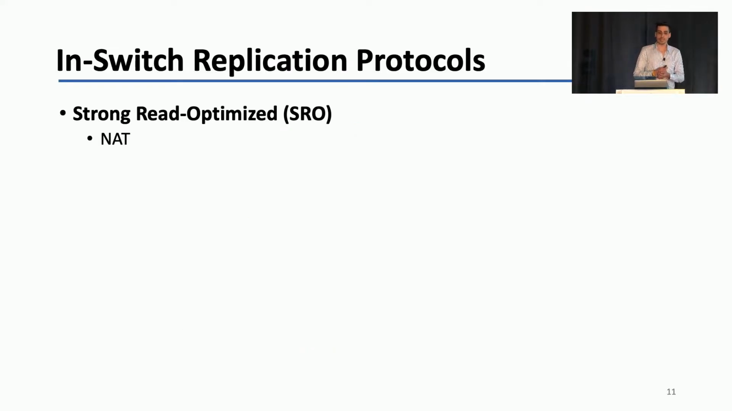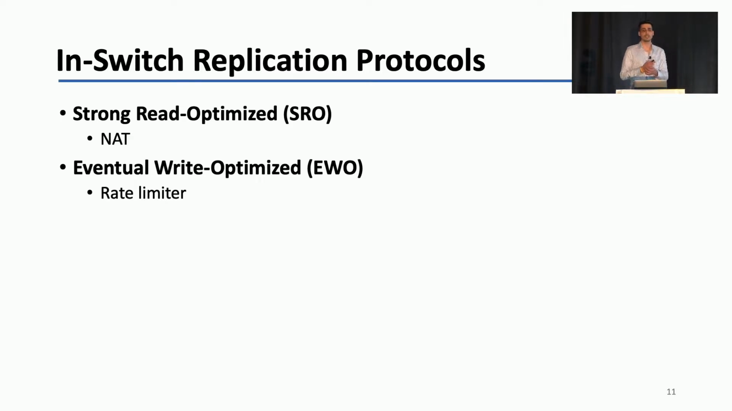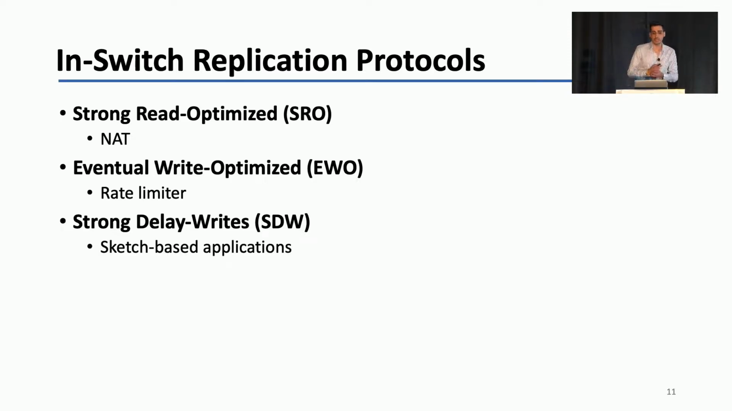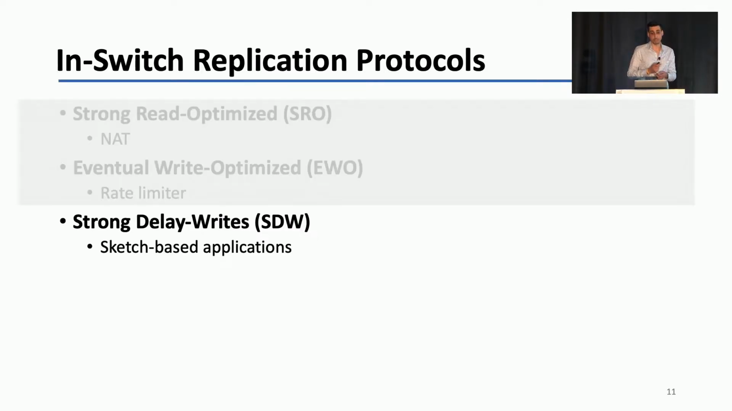So we analyzed the consistency requirements of many network functions and built 3 different protocols. The first is strong read optimized, which offers strong consistency, and we use it to build a network address translator. The second is eventual write optimized, which provides eventual consistency, and we used it to build a rate limiter. And finally, the strong delayed writes protocol, which is suited for sketch replication, and we are going to focus on this protocol in this talk. You can obviously find details on the other two in the paper.